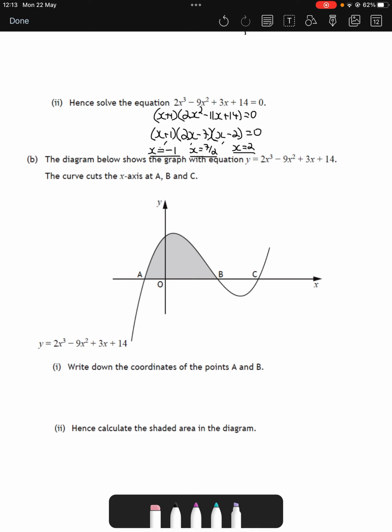Right, then it says the diagram below shows the graph of the equation. It cuts the x-axis at A, B, C. You can see it's the same curve as what we've just worked with. Write down the coordinates of A, B and C, and then hence calculate the shaded area.